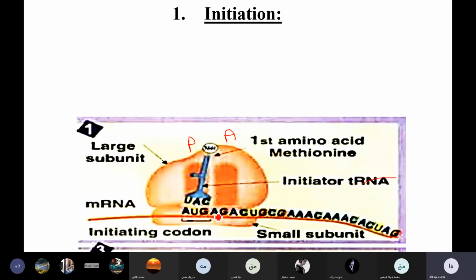Now the transfer RNA that is specific for AUG, the transfer RNA that has the anticodon UAC, as you can see in this figure. أنا هيدي الرسمة من الكتاب من عندكم. UAC carrying the amino acid methionine, carrying the amino acid MET, binds in the P site. So this is the initiation.